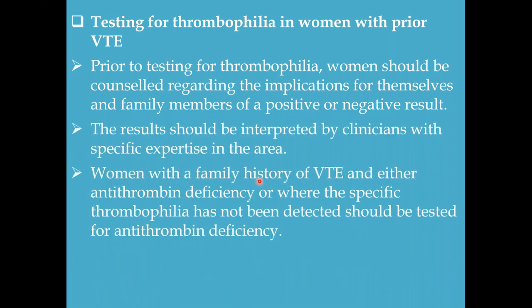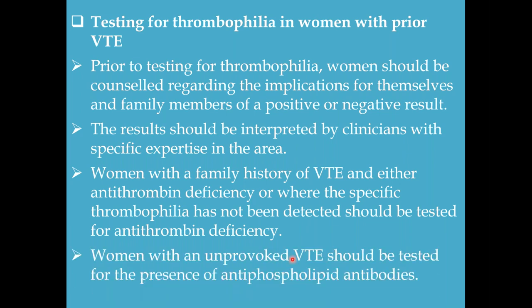What about testing for thrombophilia in women with previous VTE? Prior to testing for thrombophilia, women should be counselled regarding the implications for themselves and family members of a positive or negative result. The result should be interpreted by a clinician with specific expertise in this area. Women with a family history of VTE and either antithrombin deficiency, or where the specific thrombophilia has not been detected, should be tested for antithrombin deficiency. Women with unprovoked VTE should be tested for the presence of antiphospholipid antibodies.